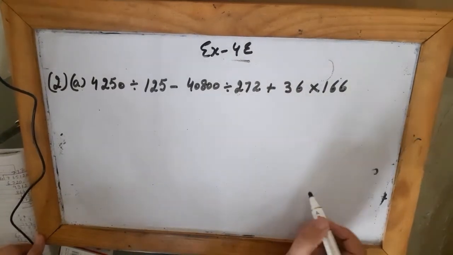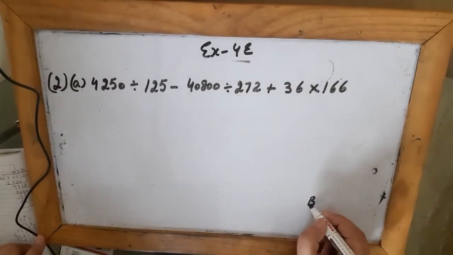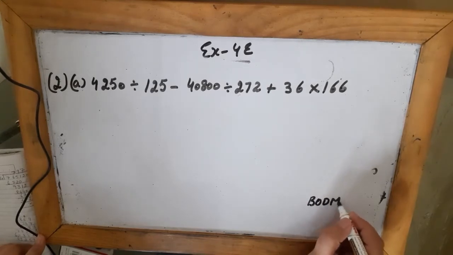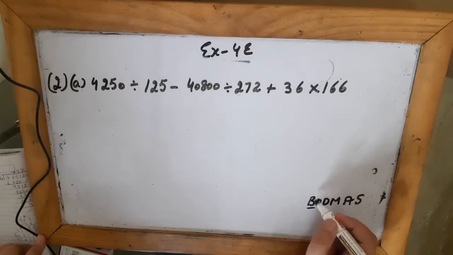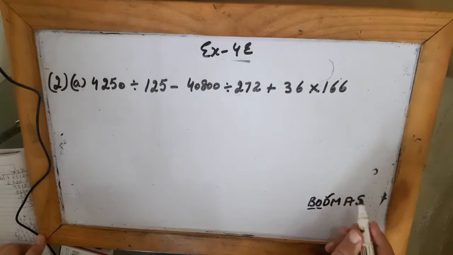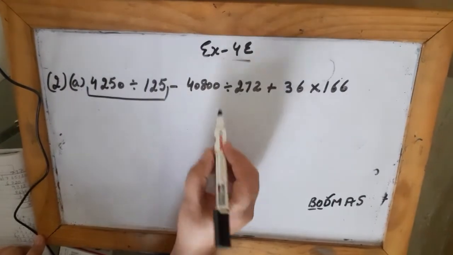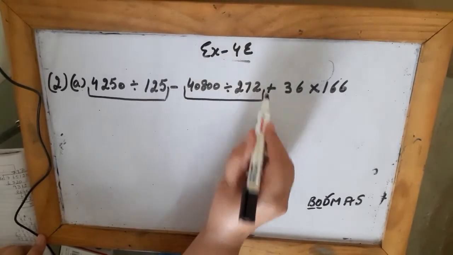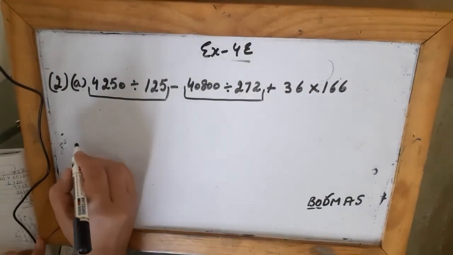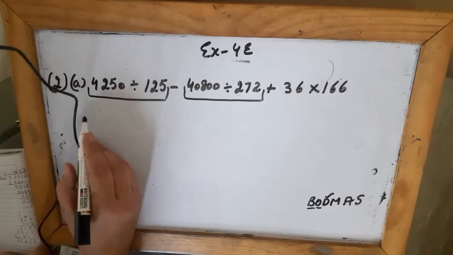So what to start with first, how will you decide? From the rule of BODMAS. In the BODMAS, you can see first bracket, no bracket is there, of, no of is there. So first of all comes divide. It means first of all I will divide these two numbers and one more division you have, and these two numbers.